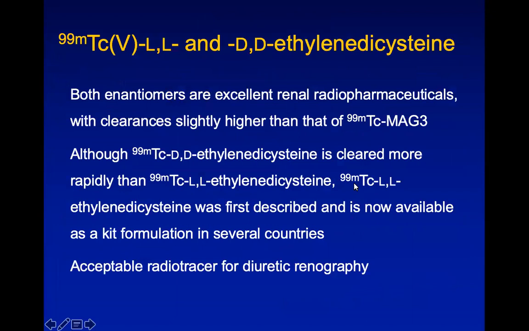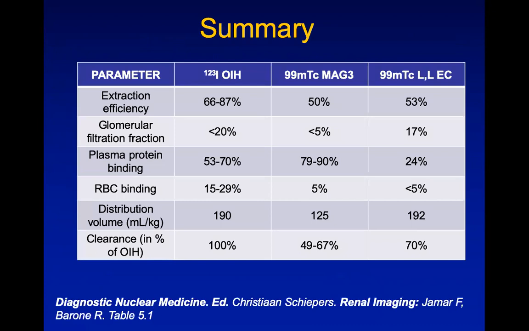The tracer which is most commonly used in India today is technetium 99m LL and DD ethylene dicysteine, that is EC. The DD isomer, although it has a more rapid clearance, is not what we use. It is the LL isomer which was first described. And this technetium 99m LLEC is what we use routinely in our practice.